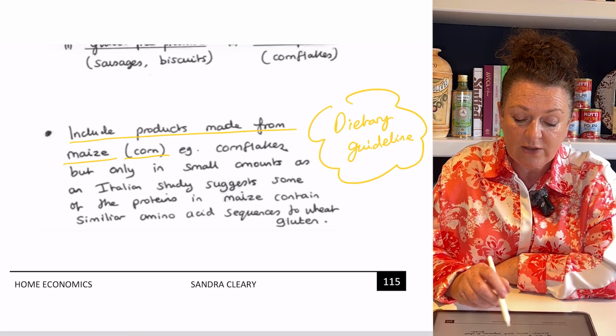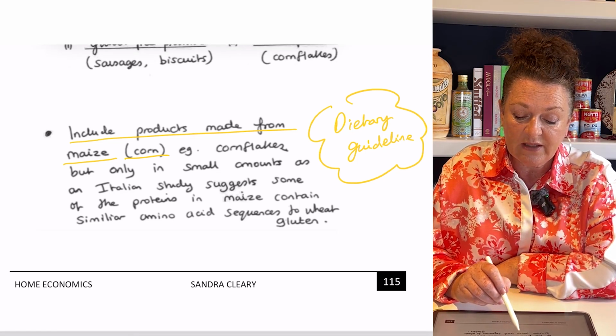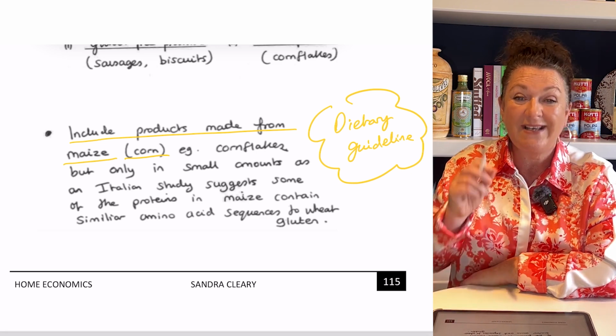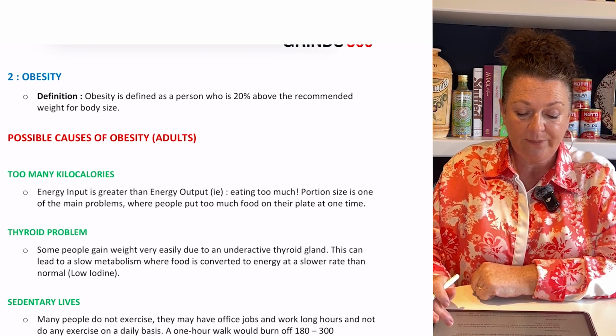Just to note about maize, cornflakes can be included in small amounts, as an Italian study suggests some of the proteins in maize contain similar amino acid sequences, remember primary structure, to wheat gluten.